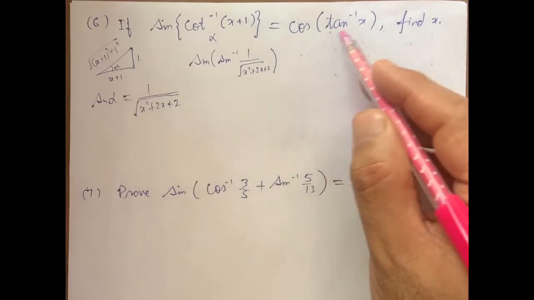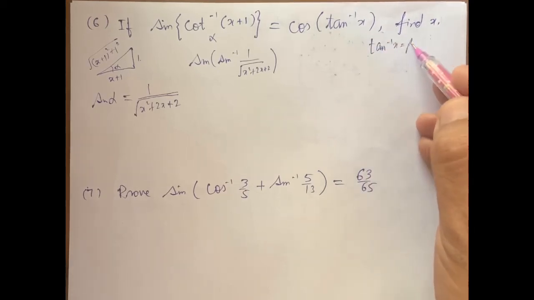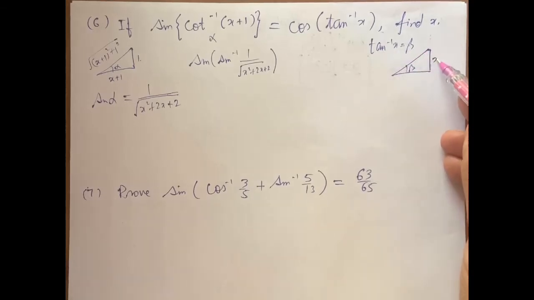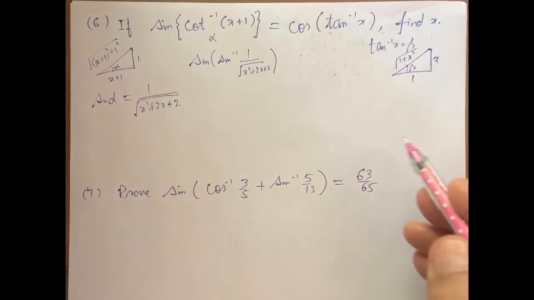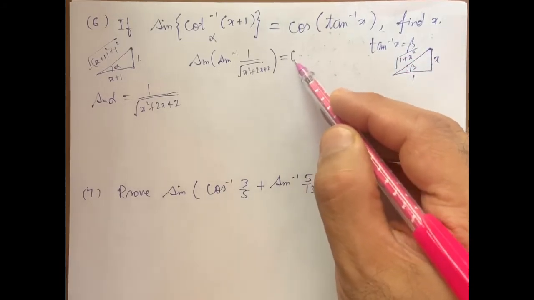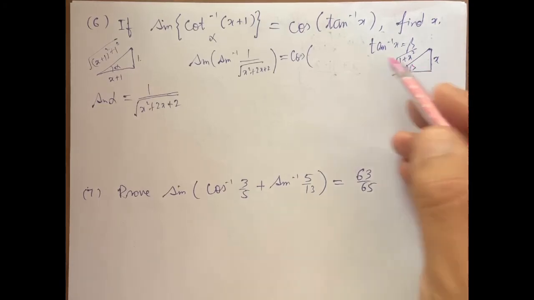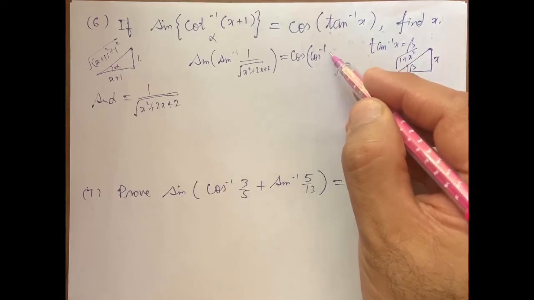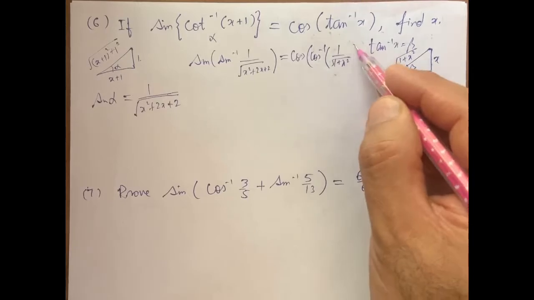This is cos of tan inverse of x. Let's say tan inverse of x is beta. This means tan beta is x. This is x, this is 1. This is root of 1 plus x square. So what is cos of beta? Cos of beta is 1 upon root of 1 plus x square. So this can be written as cos inverse of 1 by root of 1 plus x square.